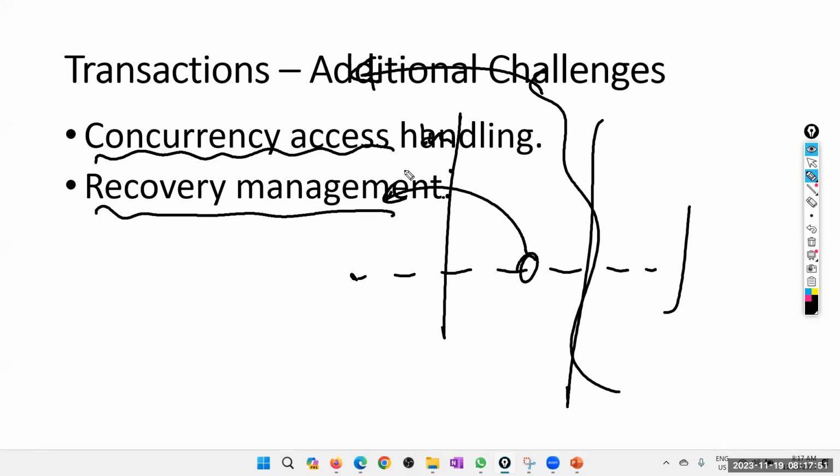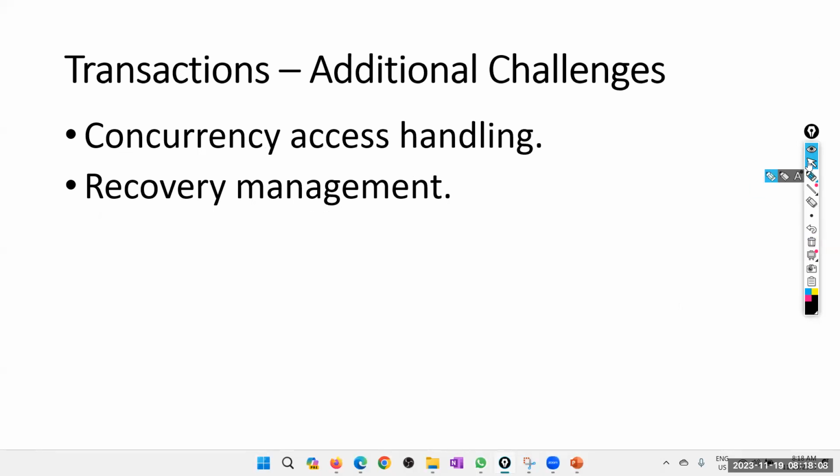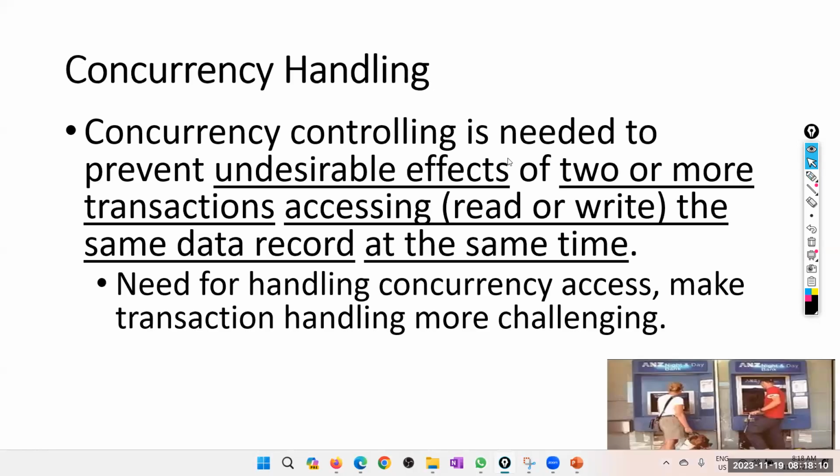That is called recovery management, right? So those are all part and parcel of DBMS transaction handling. We have to do the concurrency handling. We have to do the recovery management as part of the transaction handling. Okay, so let's look at a little bit more details about what is meant by concurrency handling. So concurrency means parallel, right? Parallel.